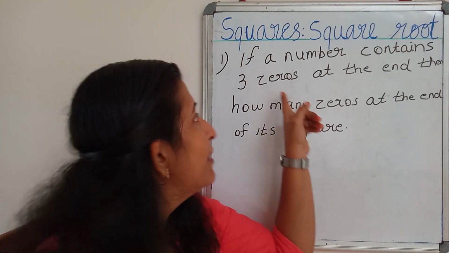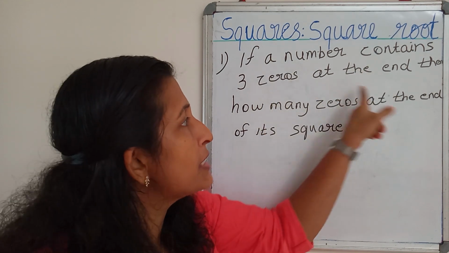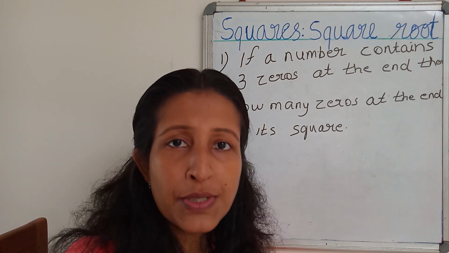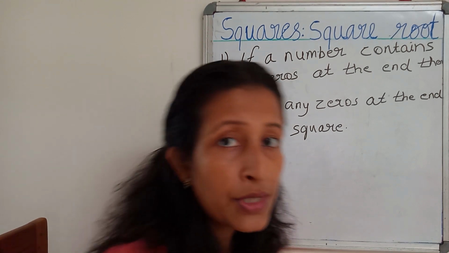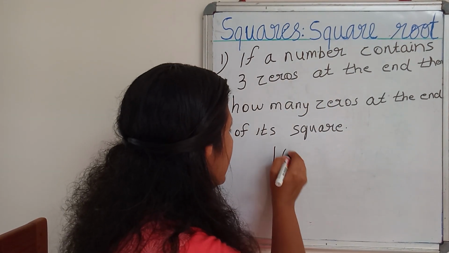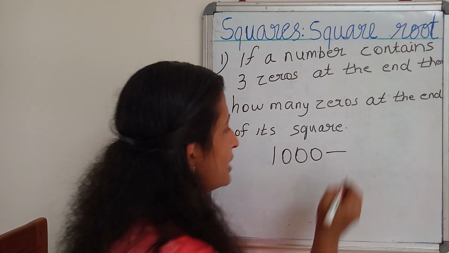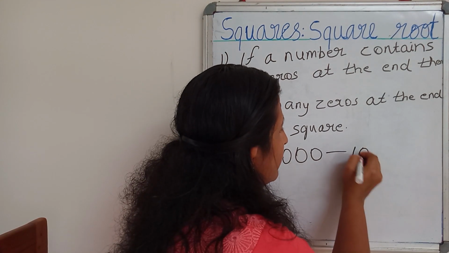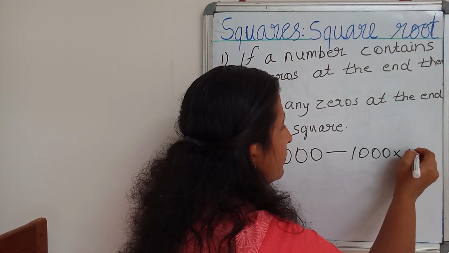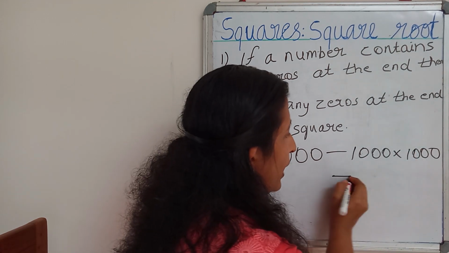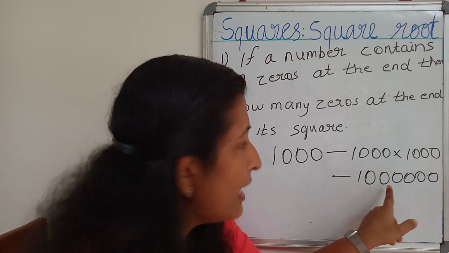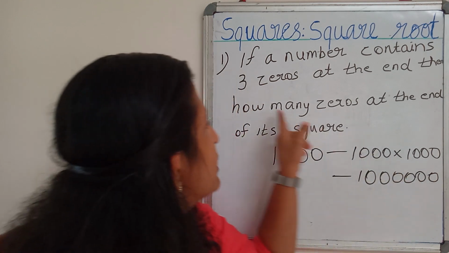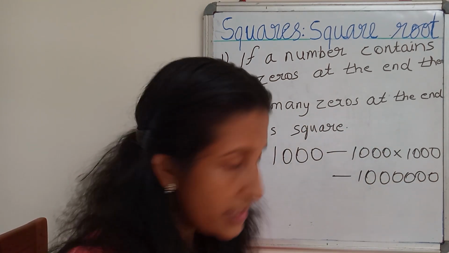Next question is, if a number contains 3 zeros at the end, then how many zeros at the end of its square? So I am going to select a number which contains 3 zeros at the end. That is, I am selecting 1000. 1000 is a number which contains 3 zeros at the end. What is its square? Square is 1000 into 1000, isn't it? So I am going to write down. So this is the answer, and this answer contains how many zeros? 1, 2, 3, 4, 5, 6. So answer is 6.